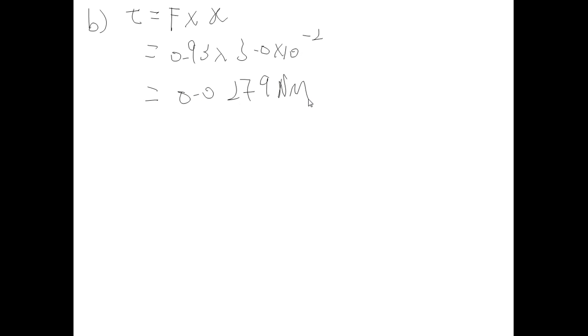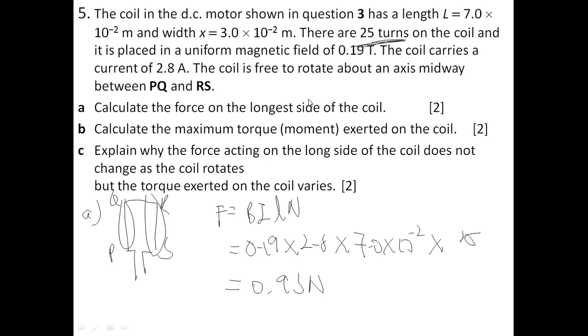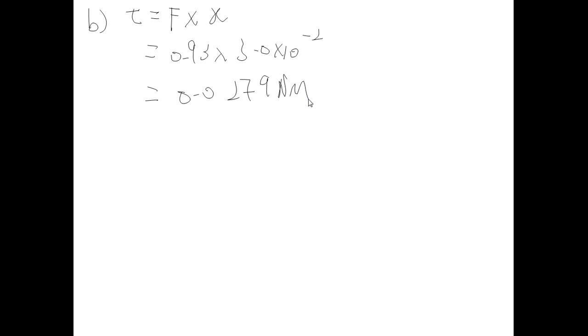Part C explains why the force acting on the long side of the coil does not change as the coil rotates, but the torque exerted on the coil varies. So why? Because the longer sides always stay at 90 degrees to the magnetic field. As the coil turns, the force is constant, but the perpendicular distance between the forces changes as the coil turns, so the torque changes. Again, torque equals F times x.